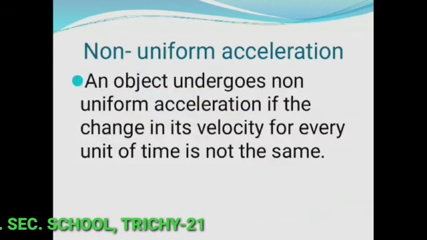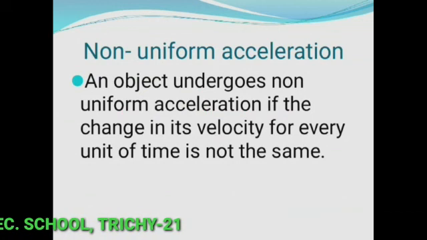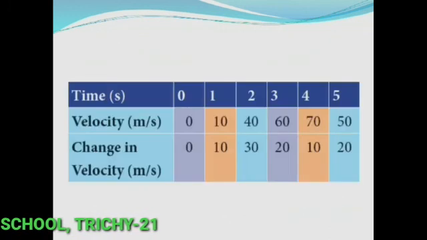So next one is non-uniform acceleration. An object undergoes non-uniform acceleration if the change in its velocity for every unit of time is not the same. See another example. So here note that the change in velocity is not the same for every second. Here 10, then again it increases 40, then 60, 70, 50. So here the change in velocity is not the same for every second. So the moving object is undergoing non-uniform acceleration.